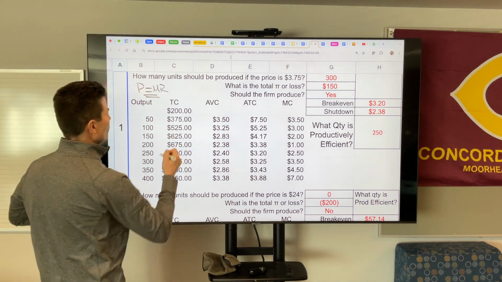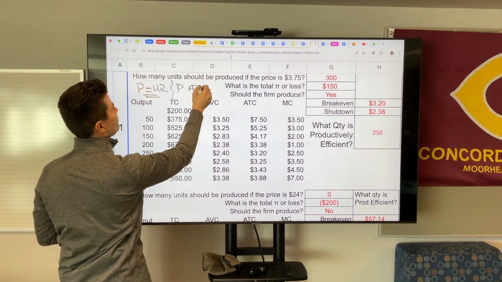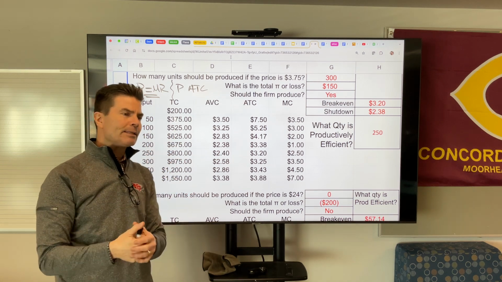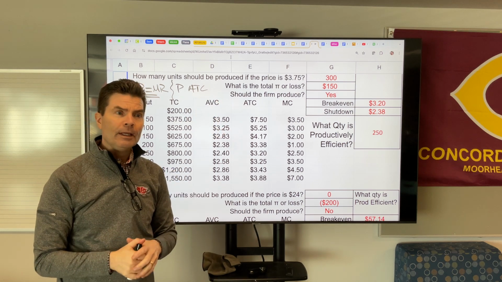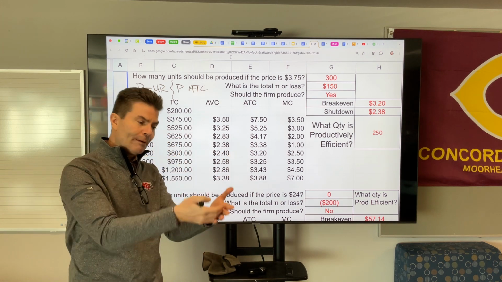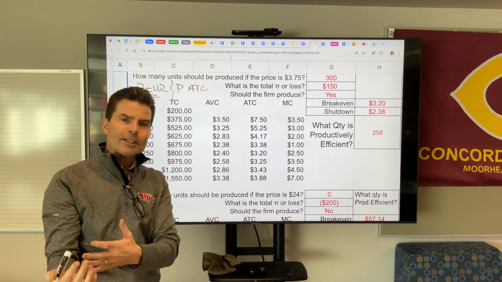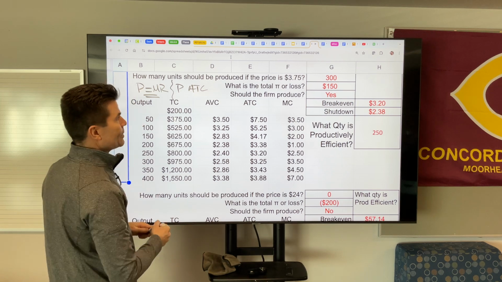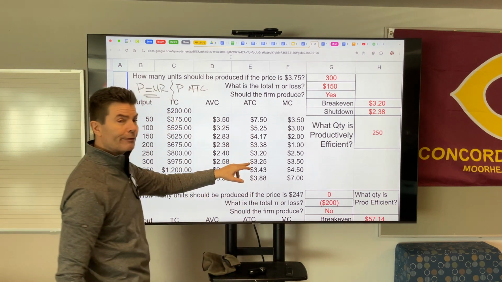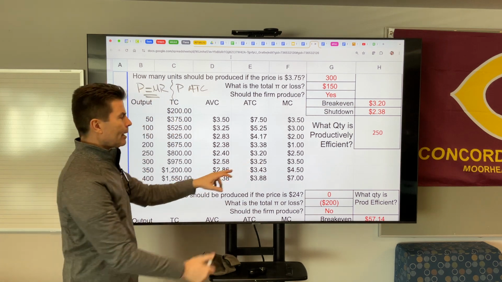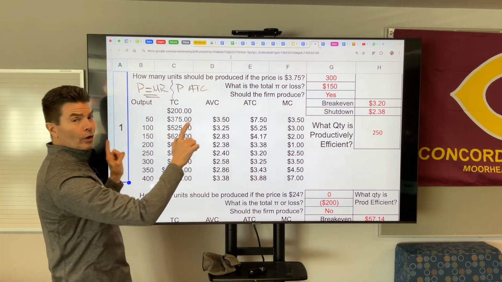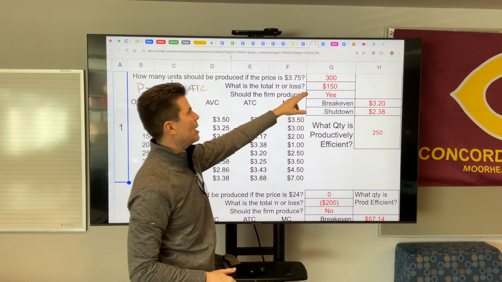What's the profit or loss? Remember that profit or loss is all about the relationship between price and ATC. If price is more than ATC, that means a profit, because remember, price is your average revenue. If I sell one thing for $10, or in this case $3.75, the average revenue I'm getting for that is $3.75. So I should compare how much revenue I get on average for a unit to how much it costs me per unit. And the cost per unit is your ATC. At $3.75 as my price, at a quantity of 300, my ATC is $3.25. The difference between these two is 50 cents. Take 50 cents times your overall quantity, because it'd be 50 cents of profit per unit, but it says what's the total profit or loss. So it's 50 cents times 300, which is why you get $150.